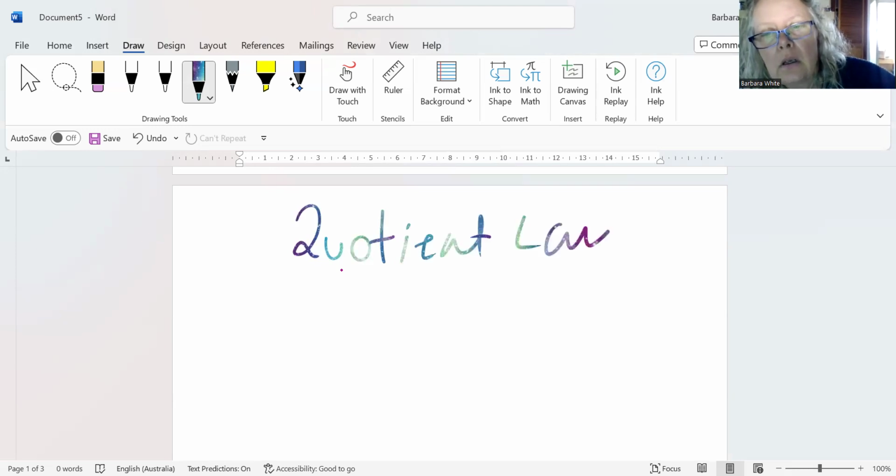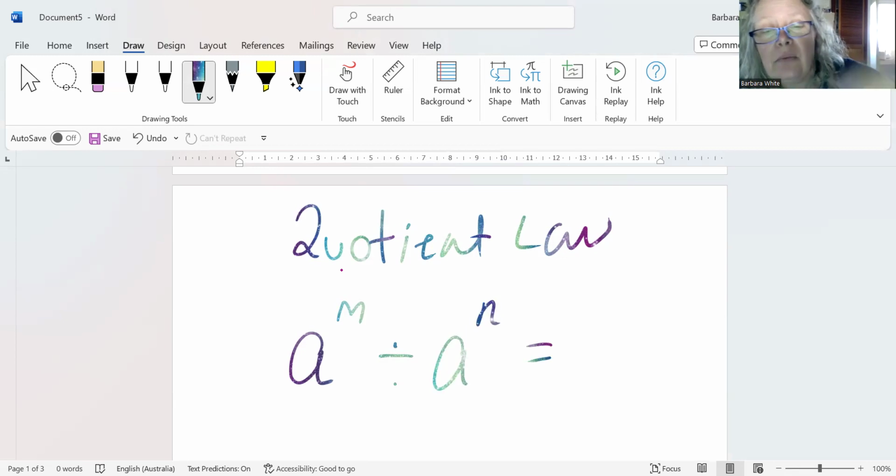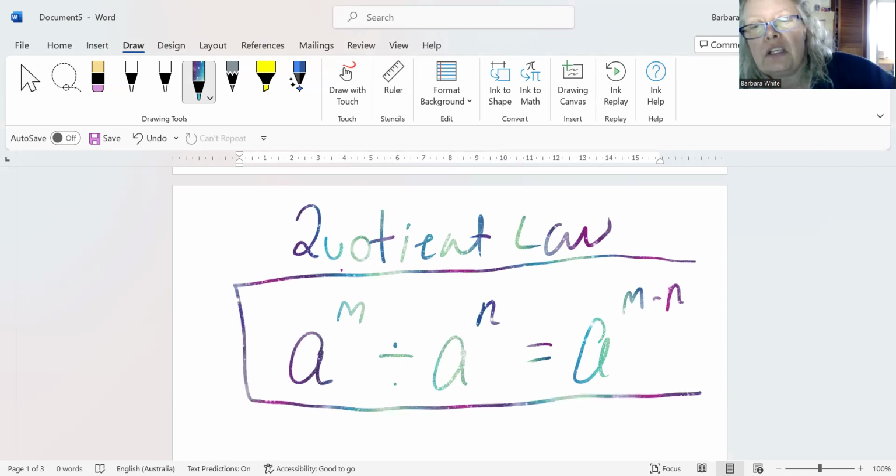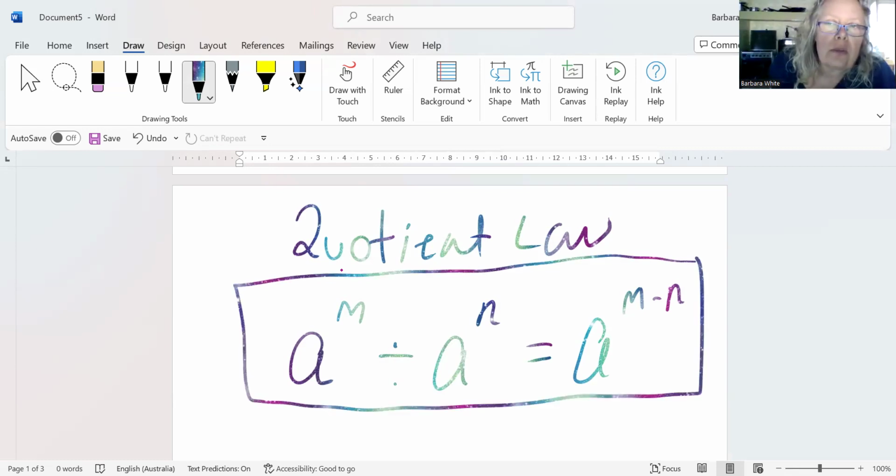Quotient law. We take a number and raise it to this power, and then we divide it by the same number raised to another power. And our answer, our simplified form, is our number to the power of that one take that one. Right, you know with addition you can add things in either order. 3 plus 4 is the same as 4 plus 3, but when you're taking away it's different. So it's always the first one, take away the second one for the answer, the simplified form.